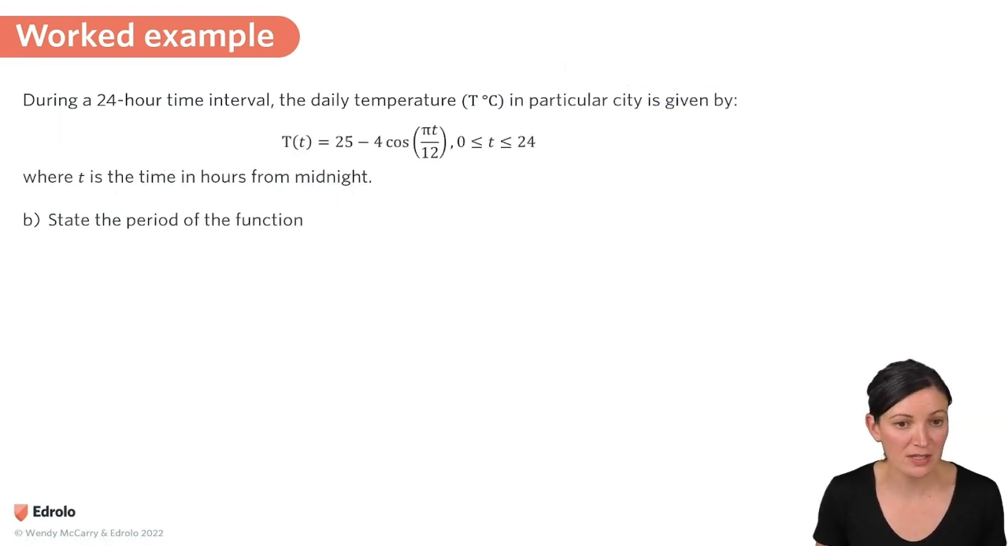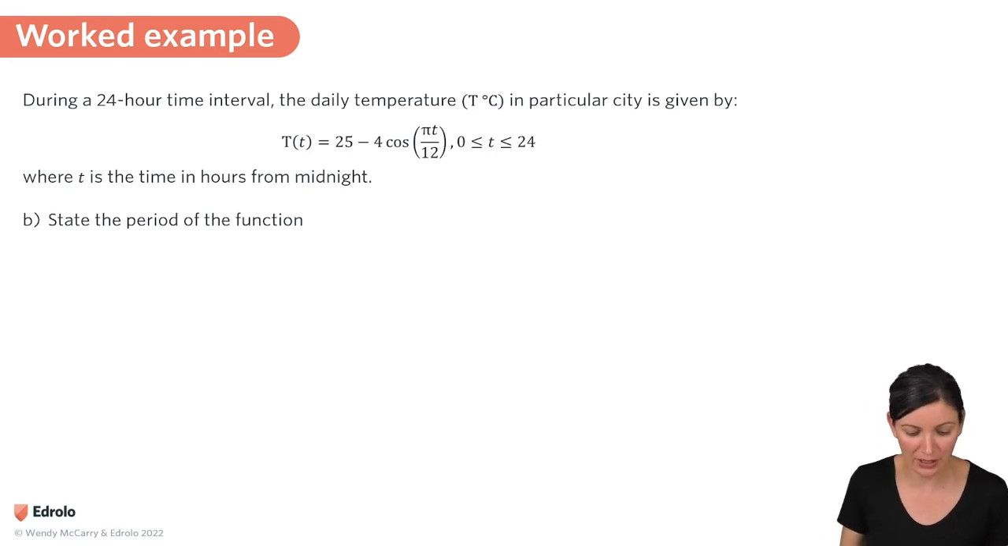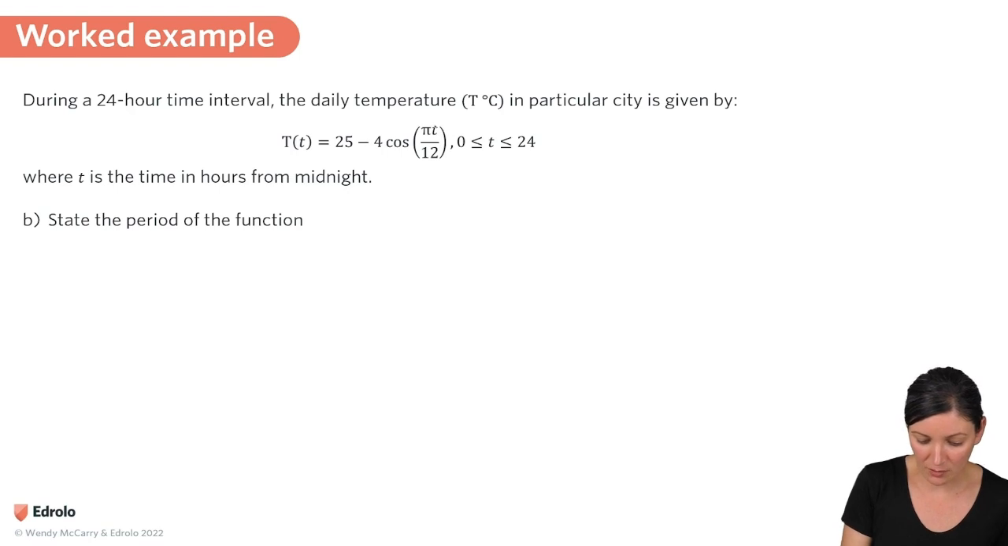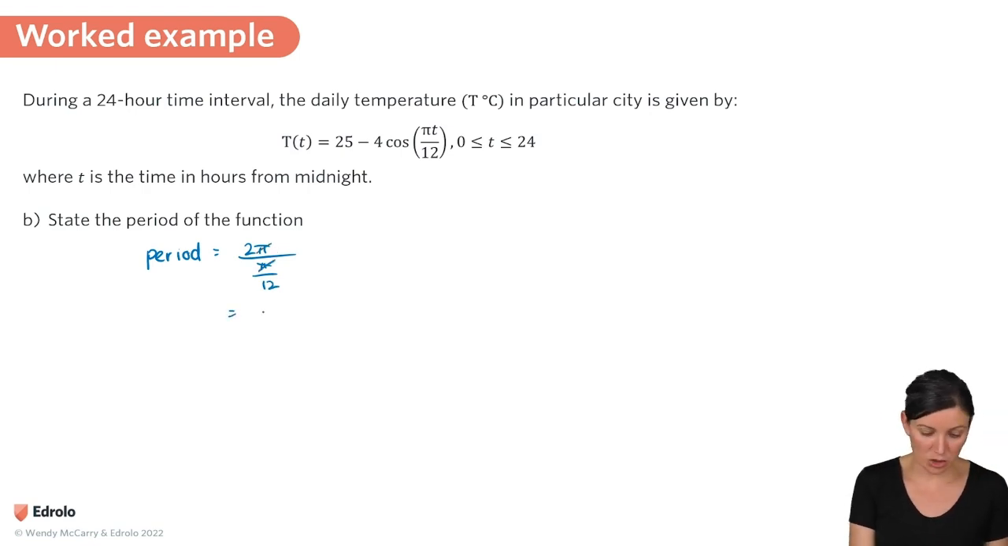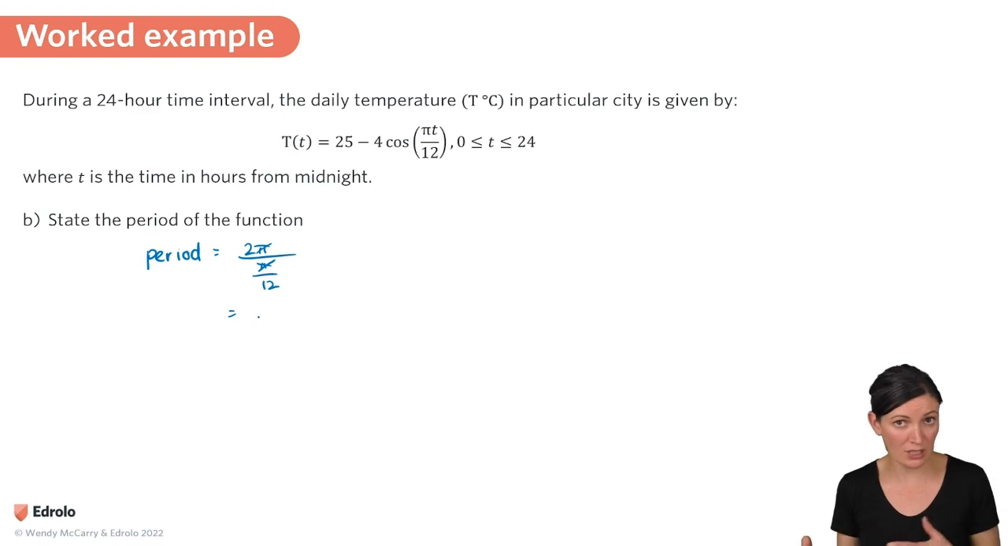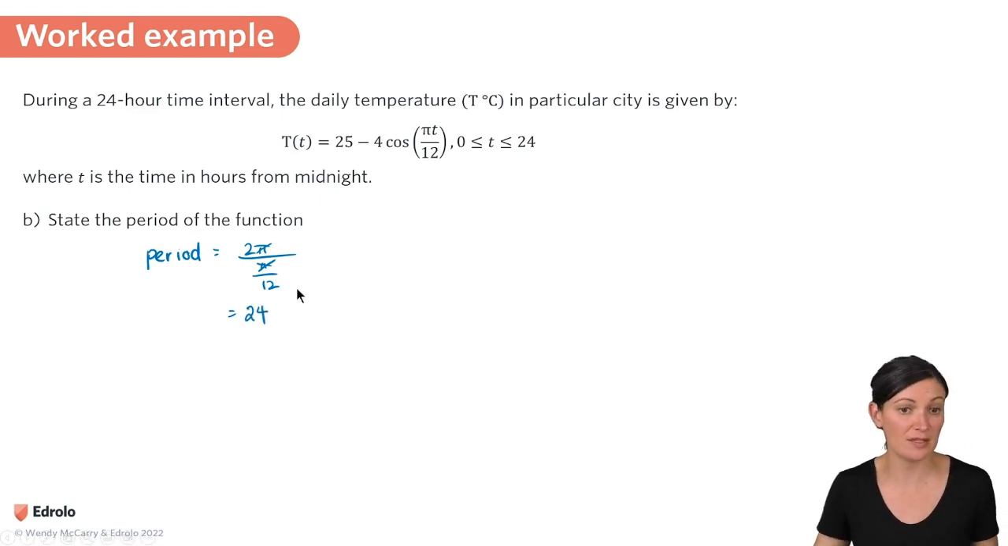Okay, so part B of this question asks you to state the period of the function. So we can do this without our calculators. We're just having a look. We can see the coefficient of t is pi on 12. So the period would be 2 pi divided by pi on 12. The pi's will cancel out. That's 2 divided by 1/12, or 2 times 12, which is 24. And that's all we need to do for that.